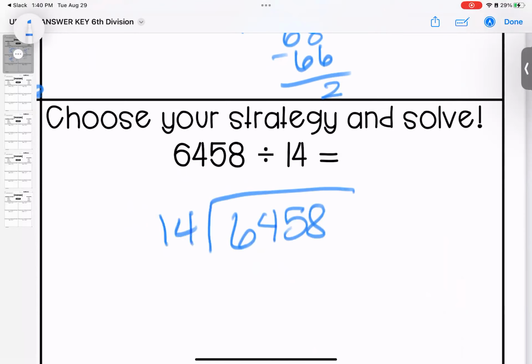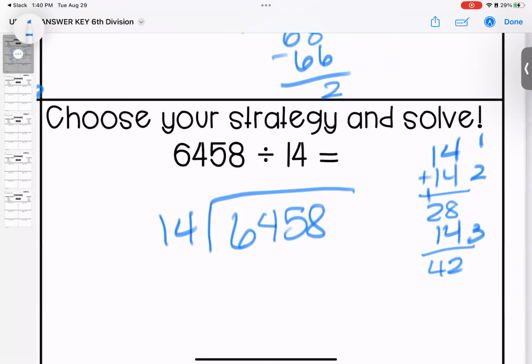6,458, taking groups of 14. Again, if it helps you, you can absolutely come over to the side and say, okay, I'm doing groups of 14. If I have 2, it's 28. 8 and 4 is going to be 12, 13, 42. Okay, I can do my groups that way if it's going to help me.